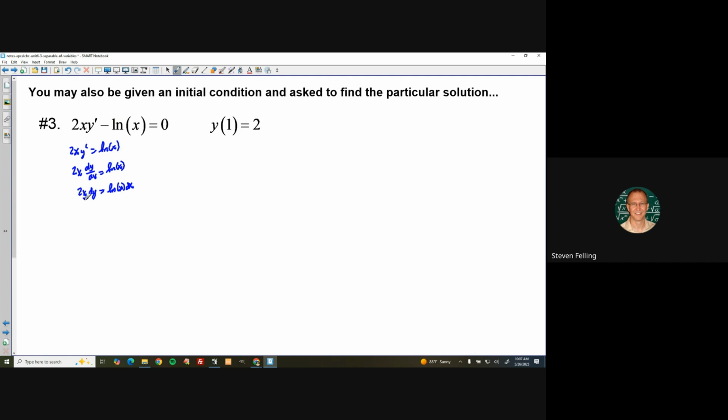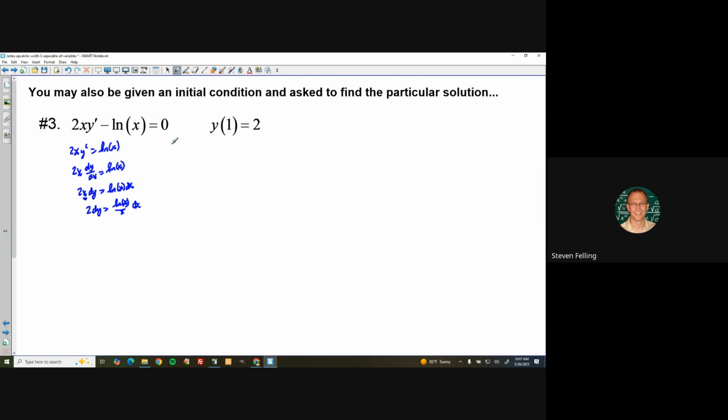This x is now on the wrong side, so I'm going to divide it over. I have 2 dy equals natural log of x divided by x dx. Okay. Now the 2, that can be on the left side, or we could move it over to the right side. If I move it to the right side, it's going to become a fraction 1/2. So usually I leave it on the side, makes it not a fraction, but you could do it on either side. Okay, now that we have this, the next step would be to integrate.